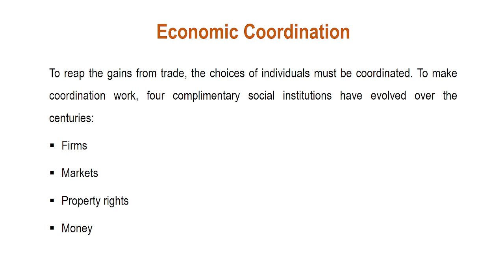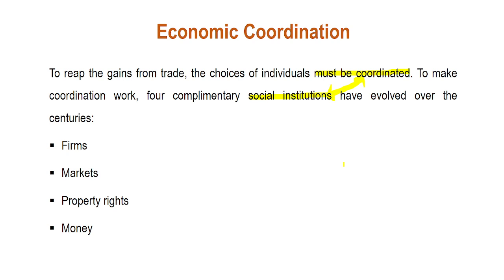So here is a breakdown of definitions of the four key institutions in the economy. To reap the gains from trade, the choices of individuals must be coordinated. And to make the coordination work, four complementary social institutions are needed, which evolved over time.